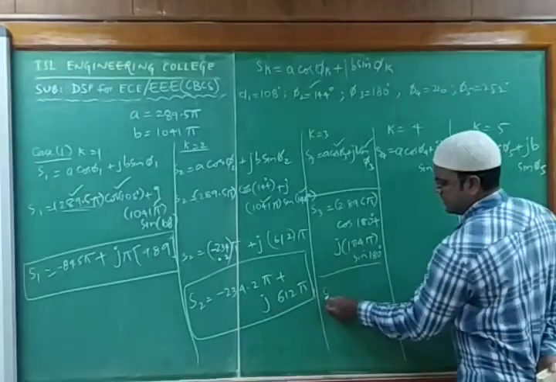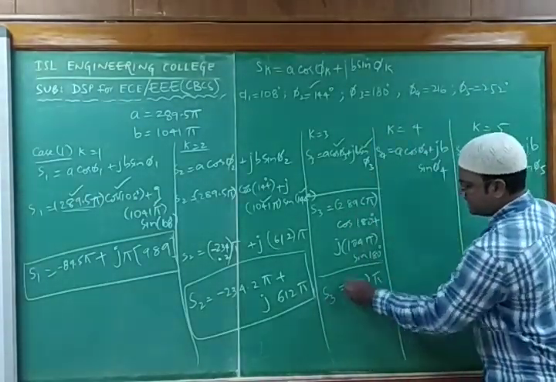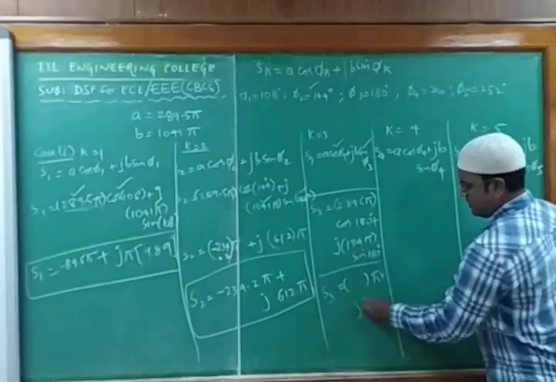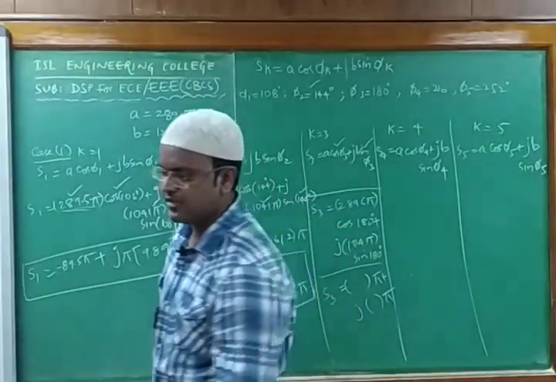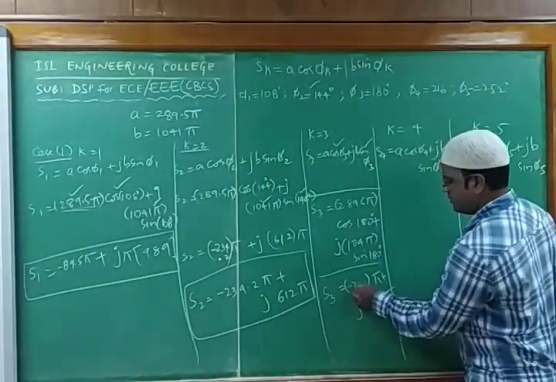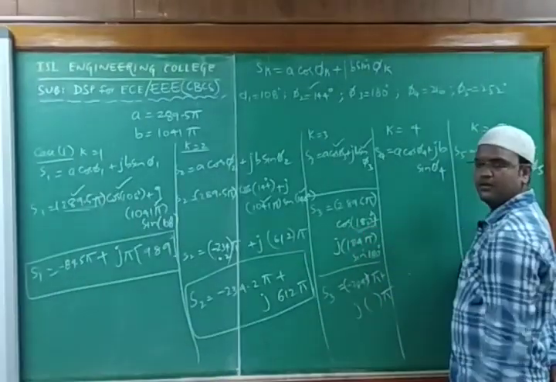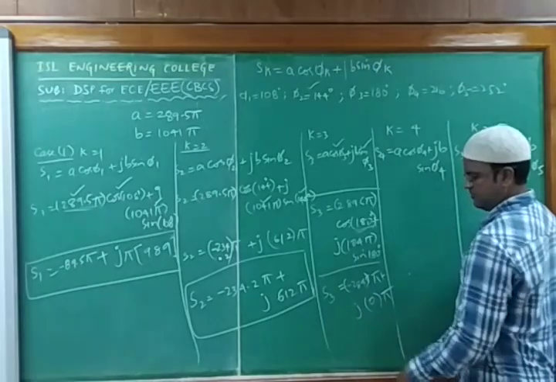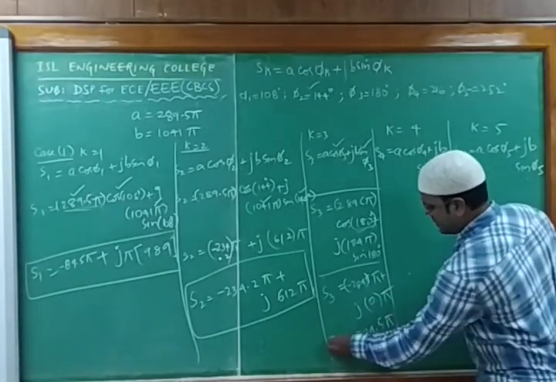So what will I get for S3? This into this, pi as it is with the first answer, plus j into the second with pi. So pi outside, you keep it. You're getting the answer as minus 289.5 pi. Why minus? Because cos 180 degrees is minus 1 and sin 180 degrees is 0. So directly we'll get minus 289.5 pi. That is nothing but your S3.